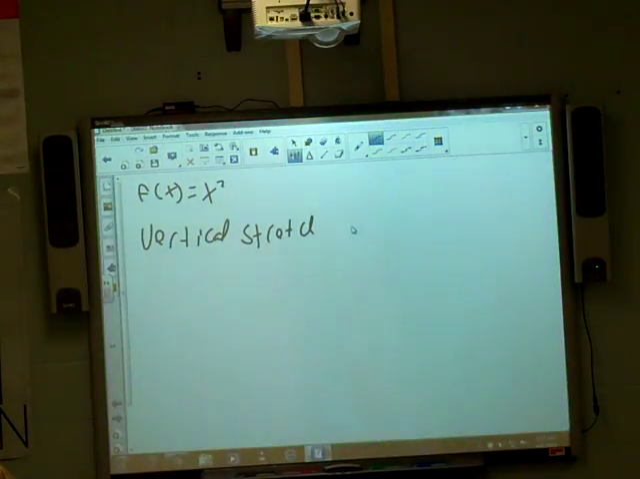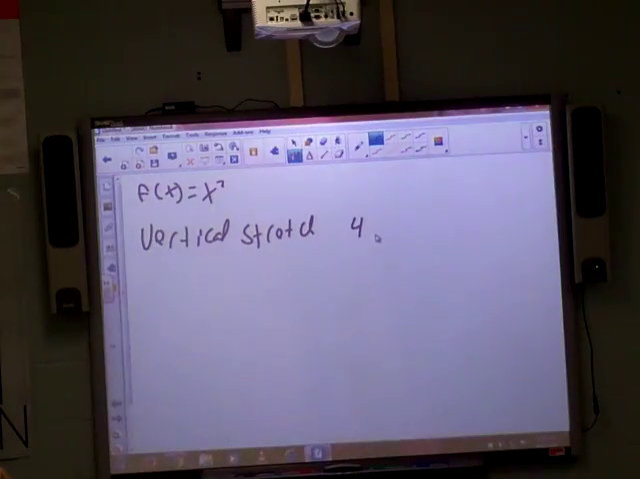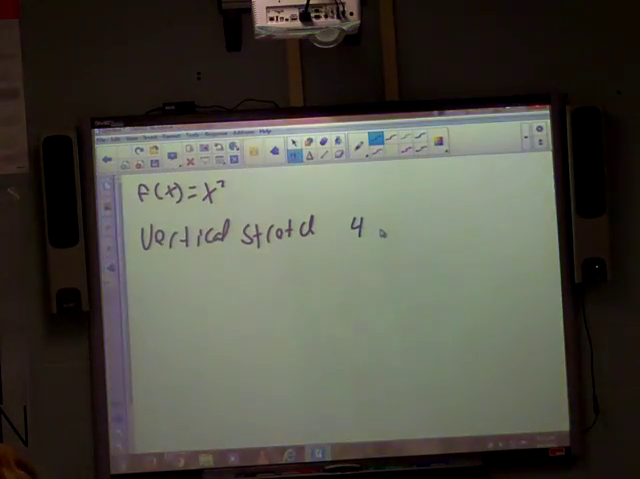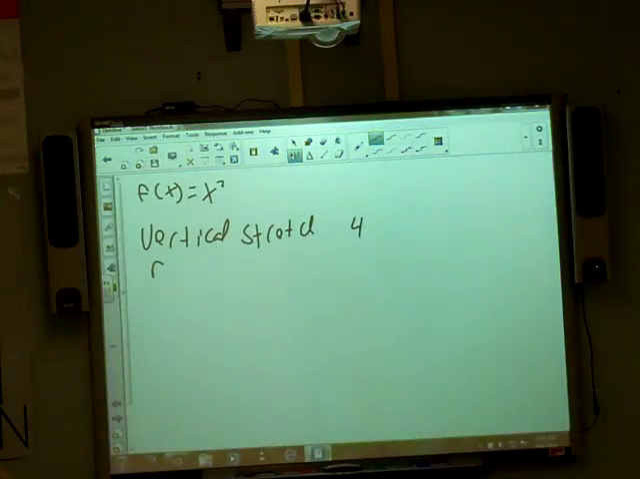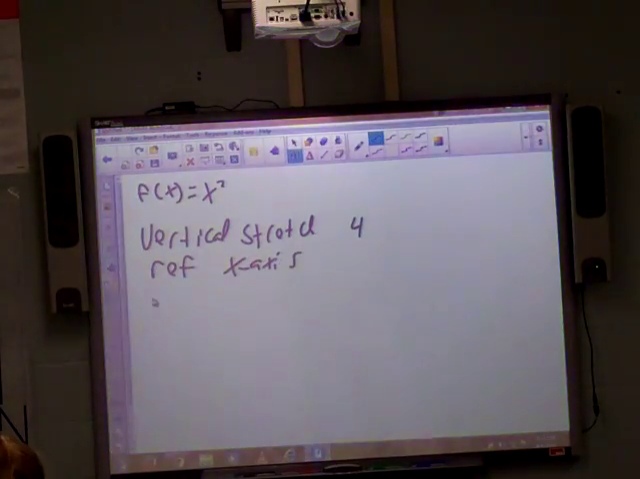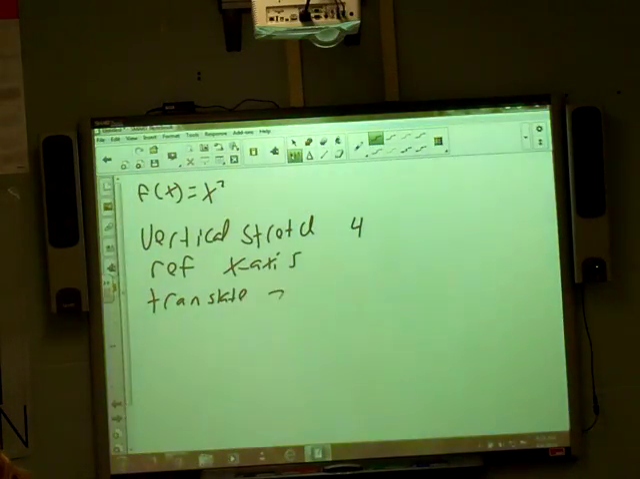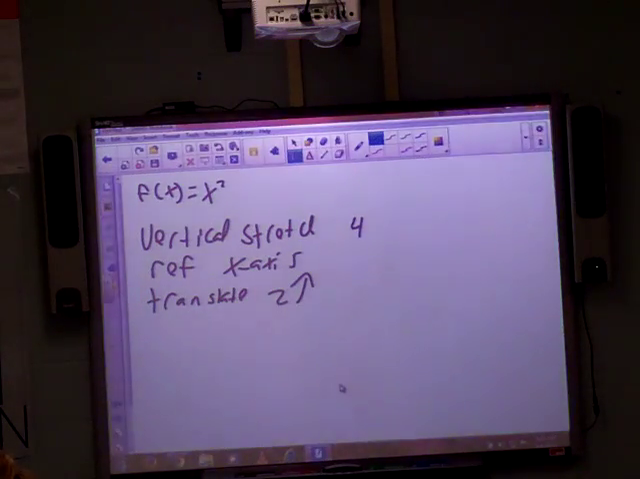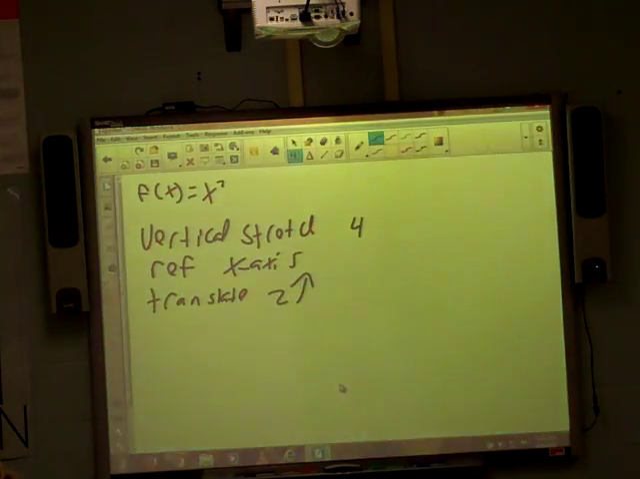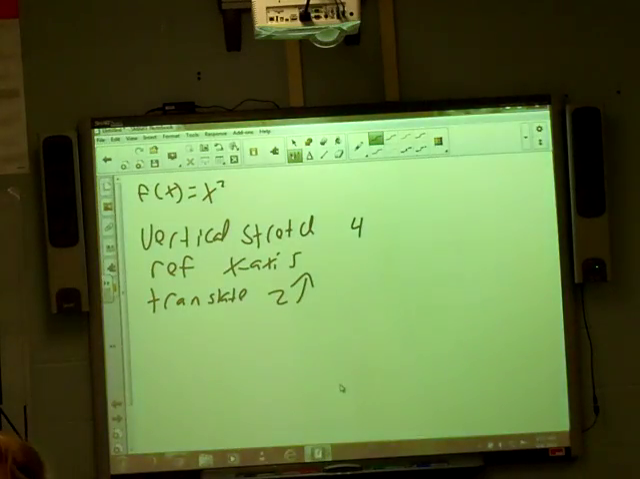by a factor of 4 and a reflection in the x-axis. And a translation of 2 up. All right, so let's just go down the list, in the order I got them for you there.